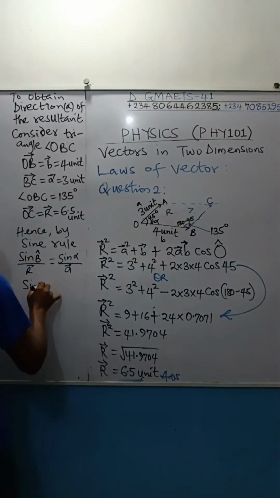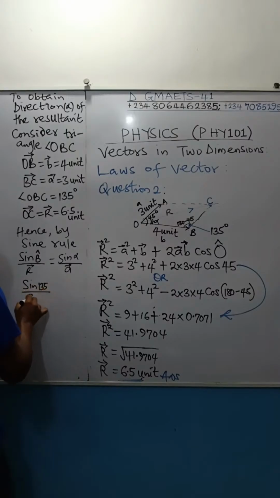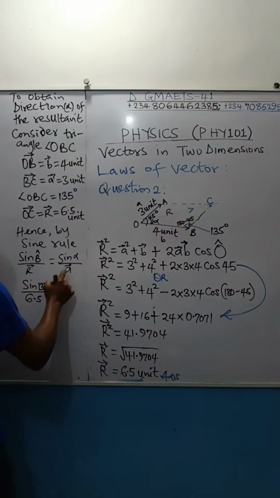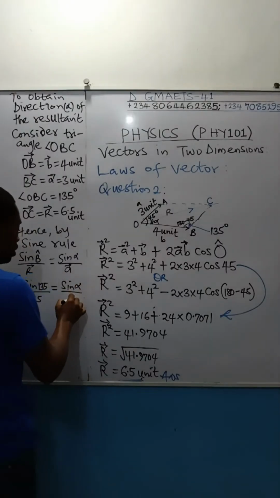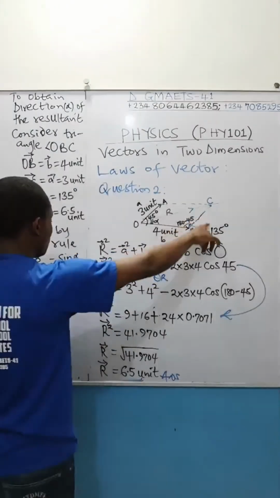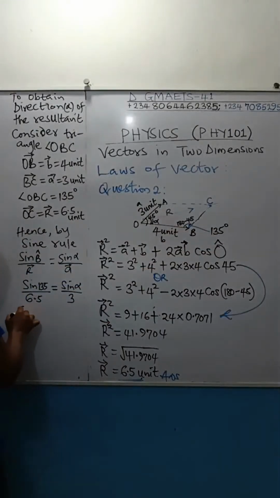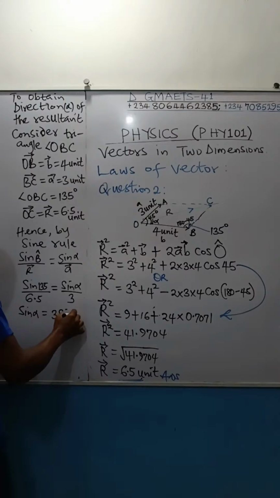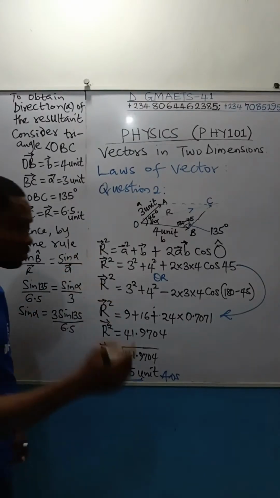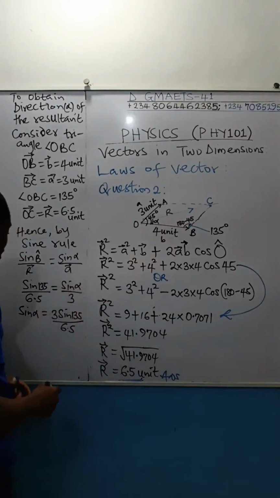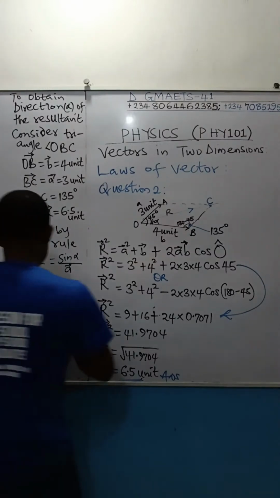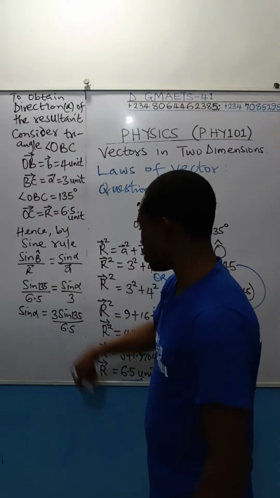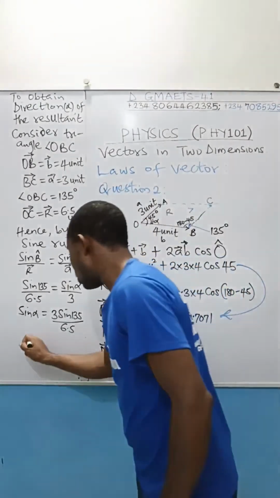Sine 135 divided by the resultant, 6.5, is equal to sine alpha, which we don't know, divided by the value of vector A, which is equal to BC, which is 3. Making sine alpha the subject of the formula gives 3 times sine 135 divided by 6.5. Cross multiply, dividing both sides by the coefficient of sine alpha, which is 6.5. Now let us evaluate this.